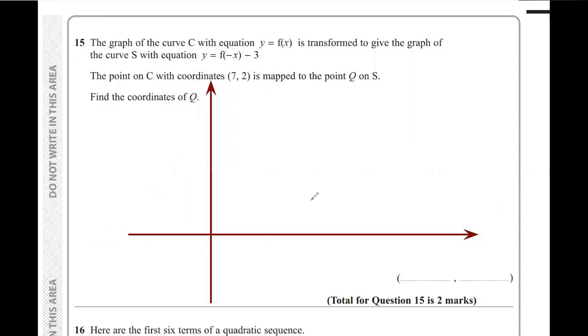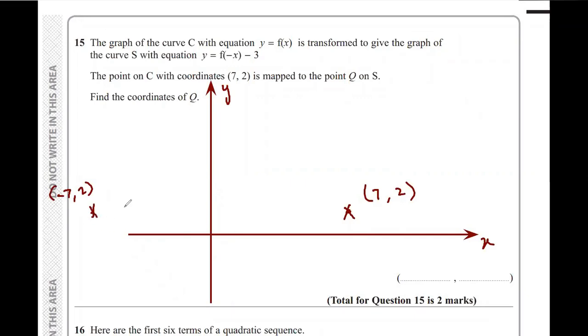Right, so if we think of, say, the point 7, 2, just imagine it is somewhere there. What effect will f of minus x have? Where will this point go? It'd be reflected. Reflected where, in the y-axis or in the x-axis? In the y-axis. So this point will become minus 7, comma 2. Its height will remain the same.